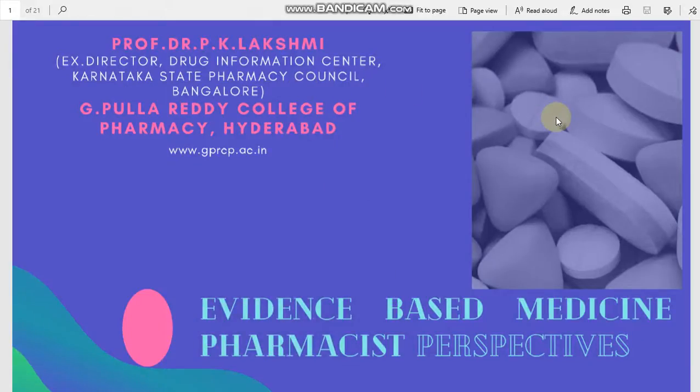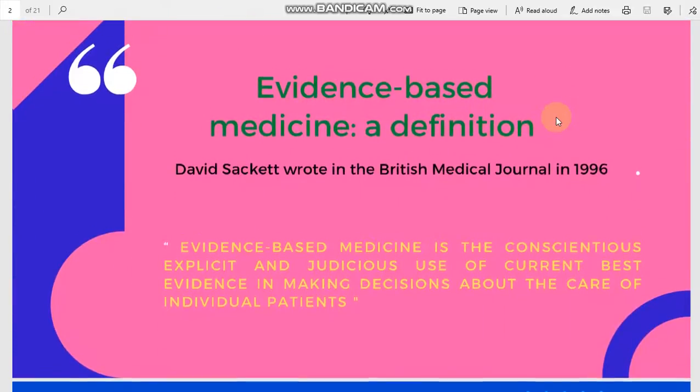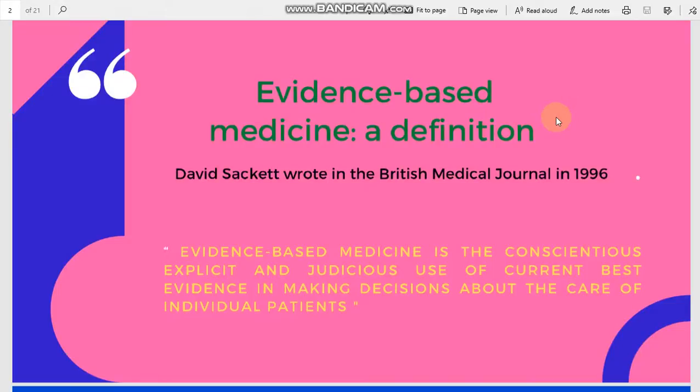Good morning. Today's session we will see evidence-based medicine: pharmacist perspectives. So what is the definition of evidence-based medicine?